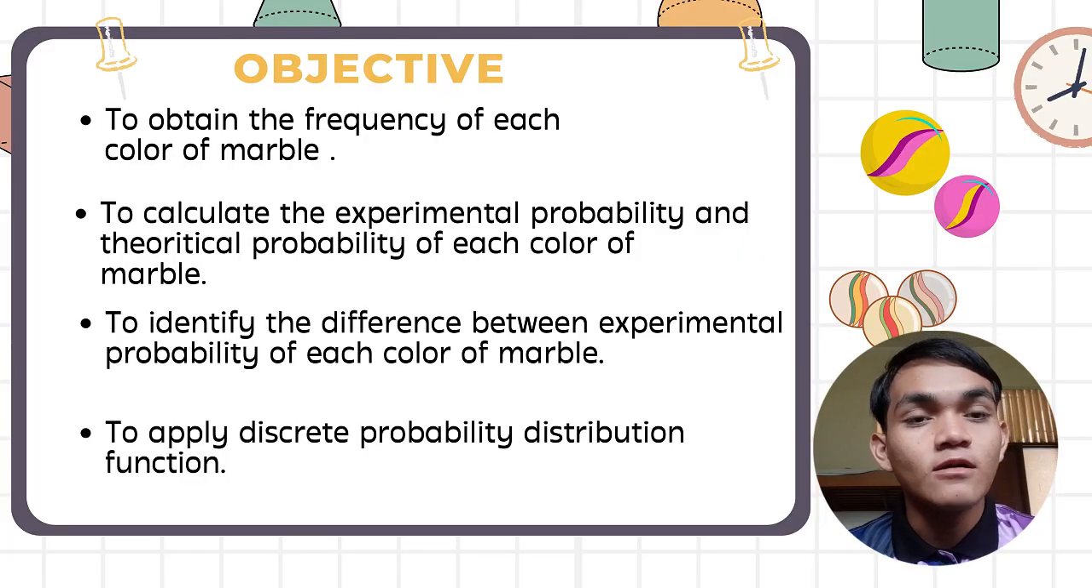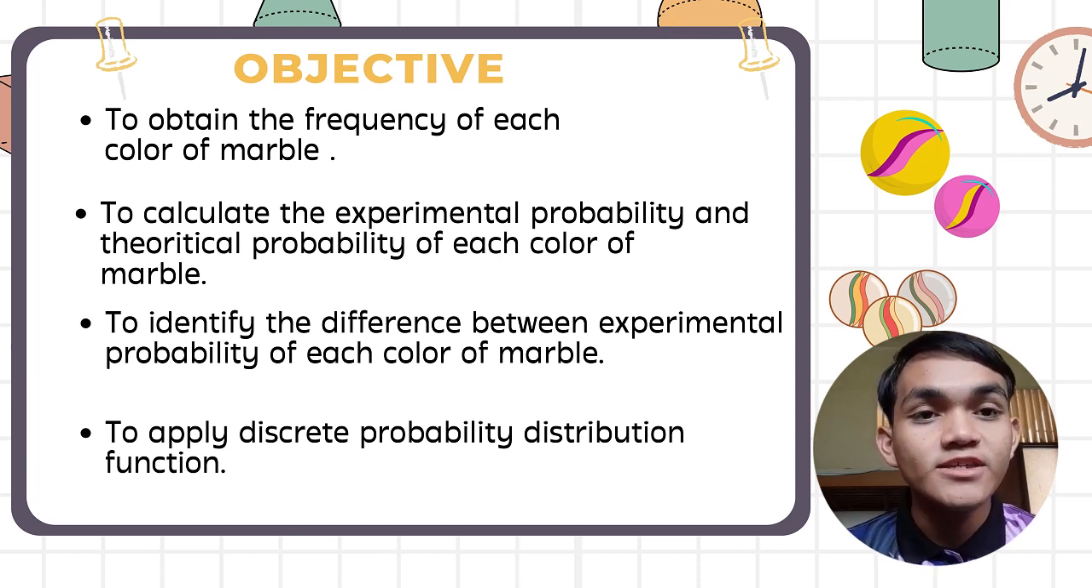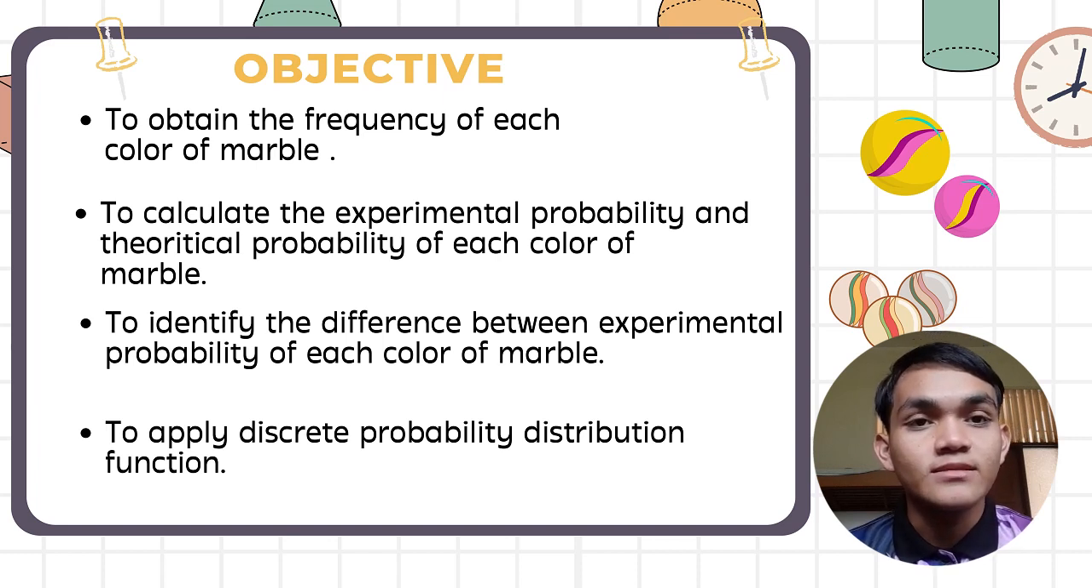The objective of our assignment is to obtain the frequency of each color of marble. Second, to calculate the experimental probability and theoretical probability of each color of marble. Third, to identify the difference between experimental and theoretical probability of each color of marble. And lastly, to apply the discrete probability distribution function.